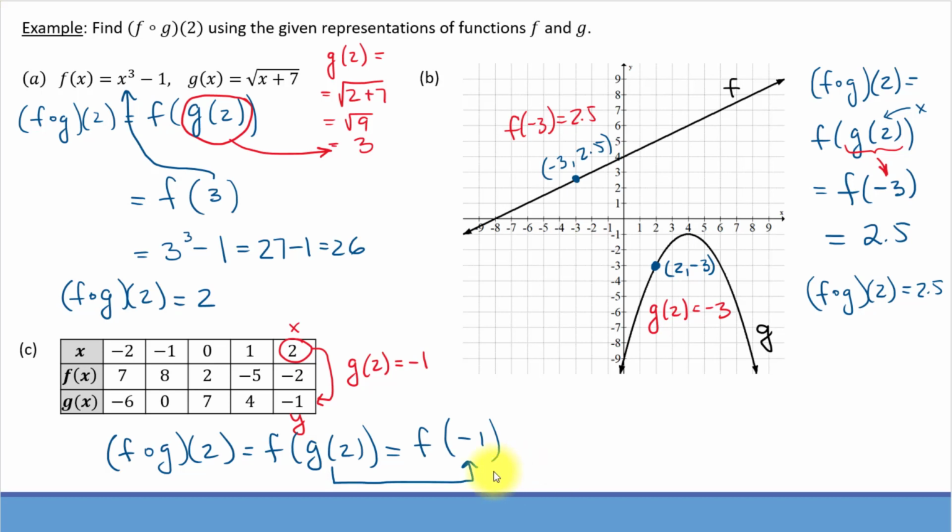And again, we go back to the table to find f of -1. So when input is -1, when x is -1, what is the corresponding function value for f? Well, right here, when input is -1, the function value is 8. So the answer is 8. In example C, composition of functions f and g of 2 equals 8. So this is how the composition operation works. Basically, you need to know the definition of this operation, you need to know how to write it out. And once you write it out, you start working from inside out, obtaining each value using whatever you're given: equation, graph, or table.